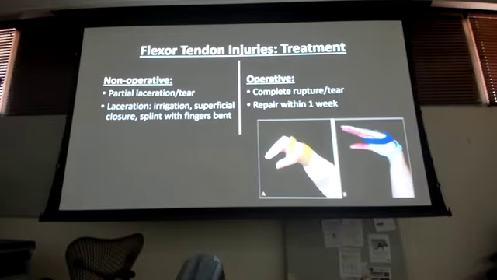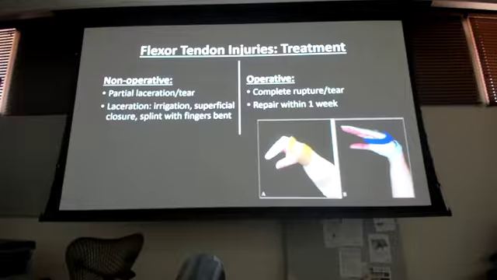Okay? So, non-operative, partial lacerations, again, common terminology tear, right? What you want to do for that is irrigation, superficial closure, right? Don't go deep. Superficial closure, right? And not tight, right? Use the term watertight, not a tight closure, right? And splint with the fingers bent. Do you think if the fingers are extended, that's continuing to allow for tension on the flexor tendon? Yes. So you want to splint them in flexion, right? So it takes that tension out of there, and if it's a partial tear, it can continue to propagate, right?